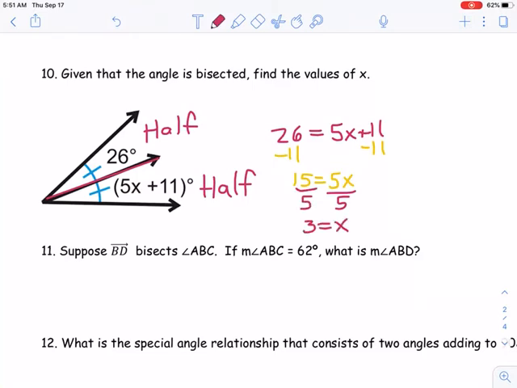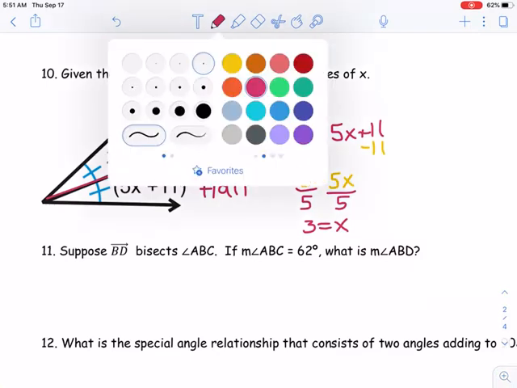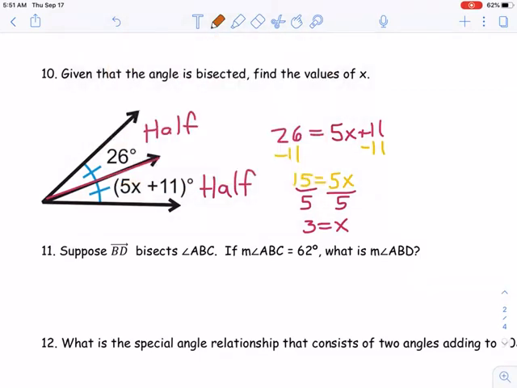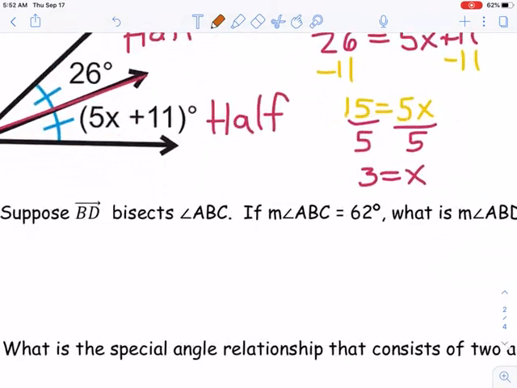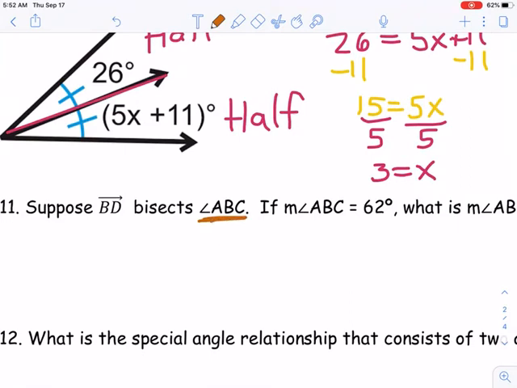Alright, now 11 is another angle bisector problem, and it's actually probably easier because there's no algebra. It just gives us whole numbers. But the hard part about it is that we have to draw the picture. Alright, so suppose BD bisects angle ABC. So what I like to do is just draw the whole angle first.